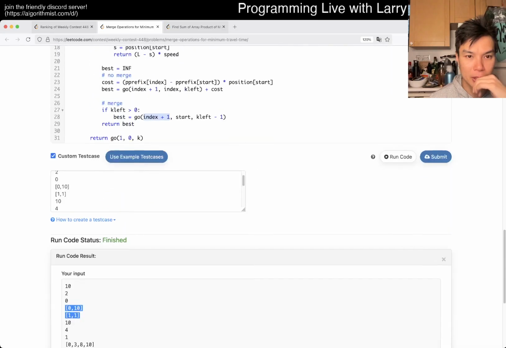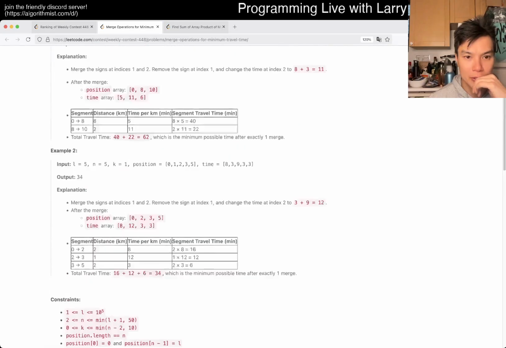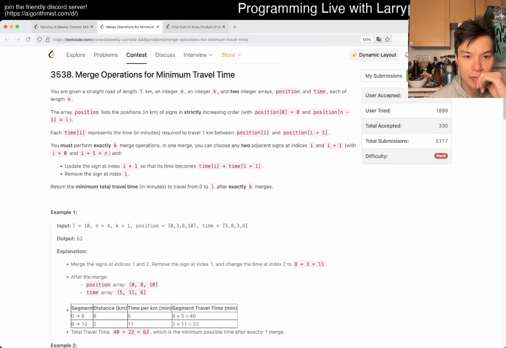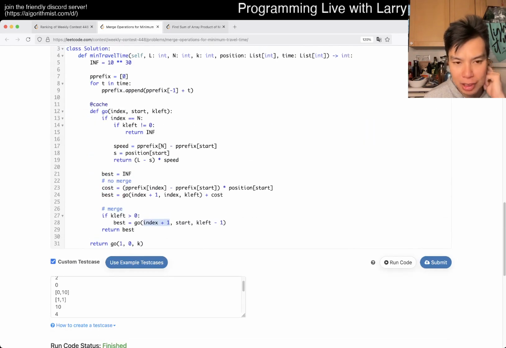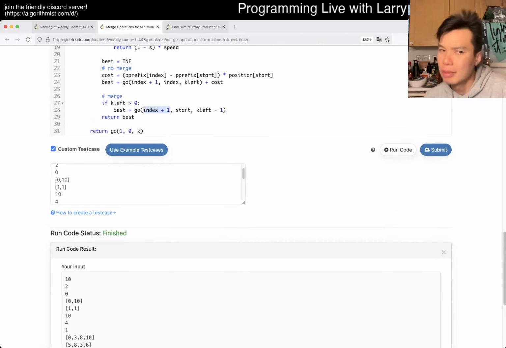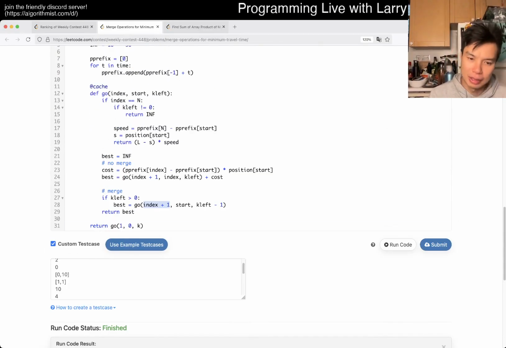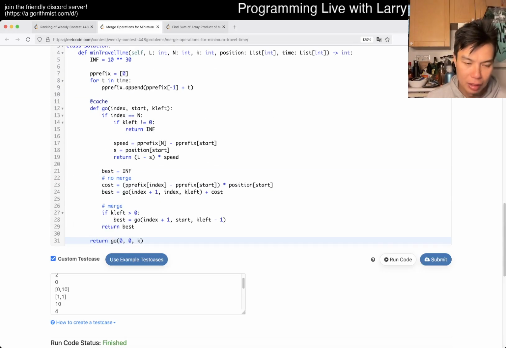Because with no merge, what does a merge do exactly? Two adjacent ones update the sign. Oh, i has to be greater than 0 and also not the last one. Okay, that makes sense, because I was like, how do you do that? Okay, fine. Something is off for me. I'm definitely not being precise on this. I think the idea is right, but I'm not precise enough.